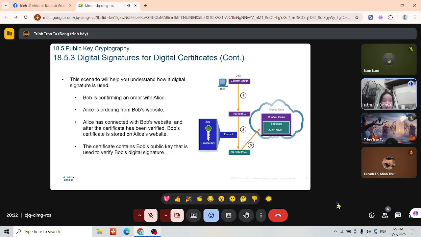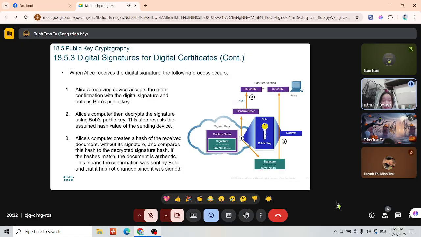Next, Alice receives the message and the signature, then decrypts the signature using Bob's public key. She compares the two hashes. If they match, it means the message truly came from Bob and wasn't changed.